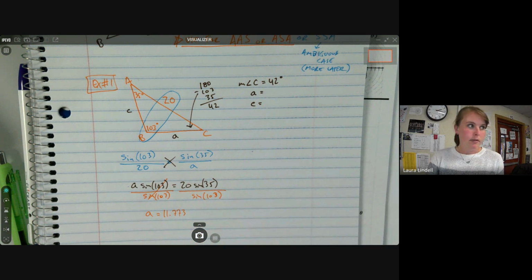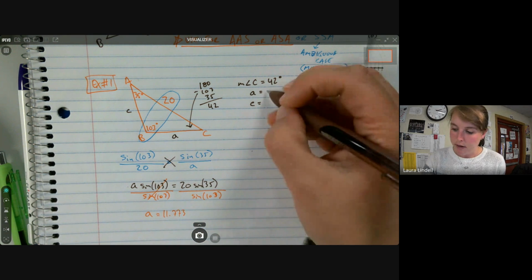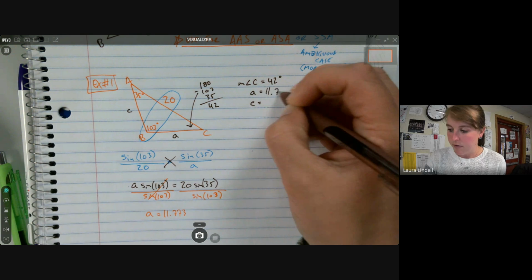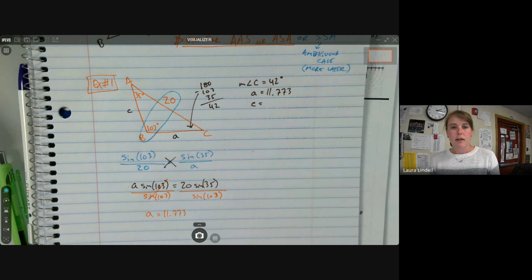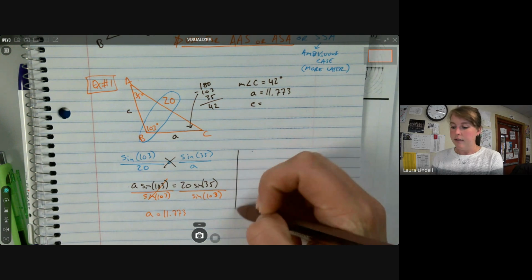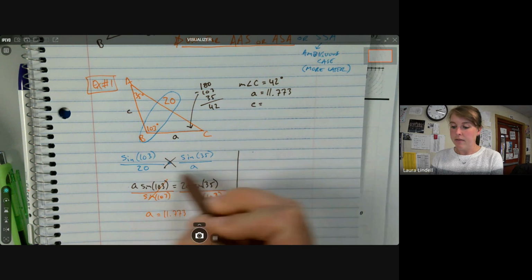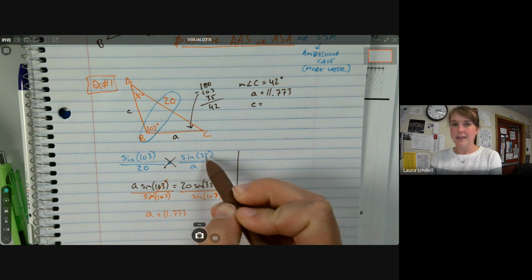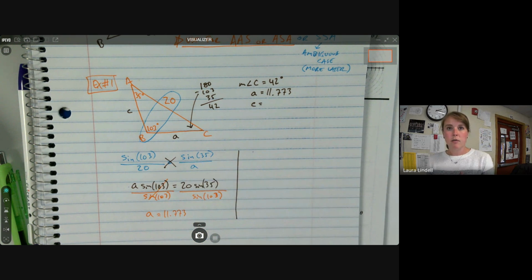And we're good to go there. So now we know one more answer. A is 11.773. All right. And then you just basically follow the same exact process to find C. So we set up the same kind of thing, except with 42 degrees and C. So go ahead and pause the video real quick and try finding side C on your own, and then come back and check it.